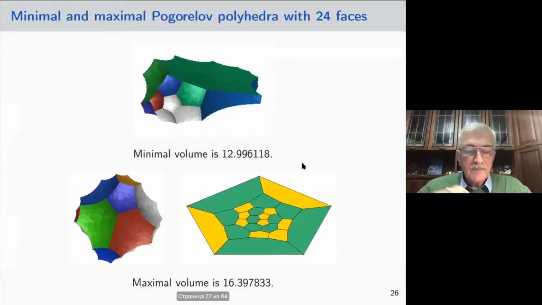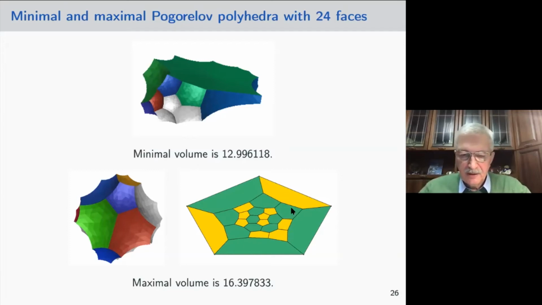And I give a picture for the case with 24 faces. So the minimal volume corresponds to this polyhedron. You see that it's not a fullerene. There are some faces which are quite big. I think that's about an 8-gon. And this is the minimal volume, and this is the maximal volume for 24 faces. So it is a fullerene, so only 5-gons and 6-gons exist. It's just a projection of this polyhedron. On the projection, the 6-gons are presented in green and pentagons in yellow.